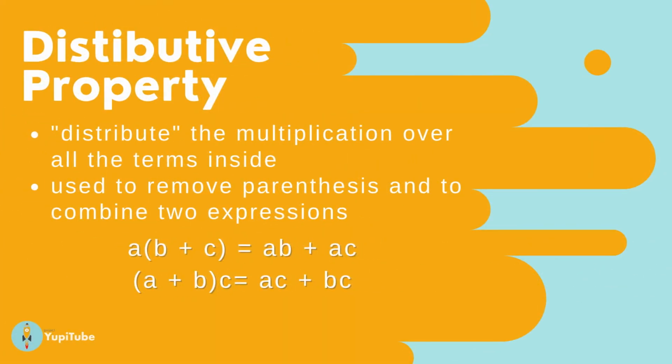3. Distributive property. If a term is multiplied by terms in parentheses, we need to distribute the multiplication over all the terms inside. It is used to remove parentheses and to combine two expressions. It is written in the form a times open parenthesis b plus c close parenthesis is equal to ab plus ac, or open parenthesis a plus b close parenthesis times c is equal to ac plus bc.